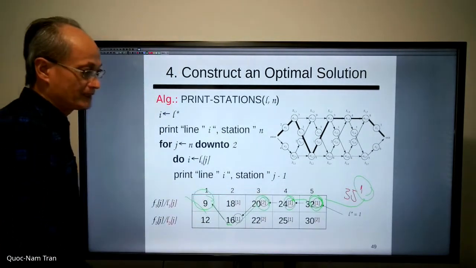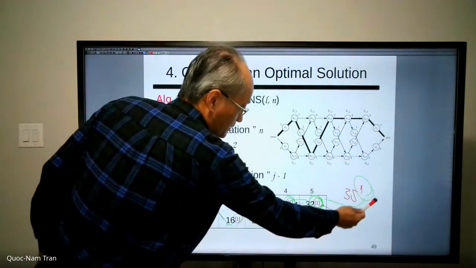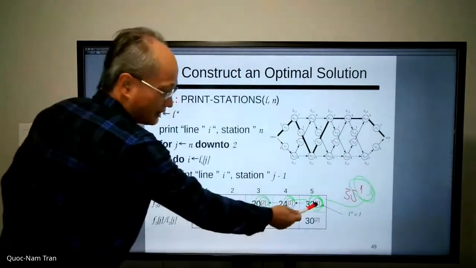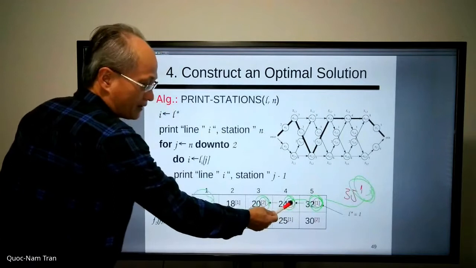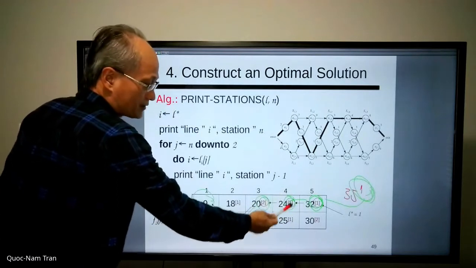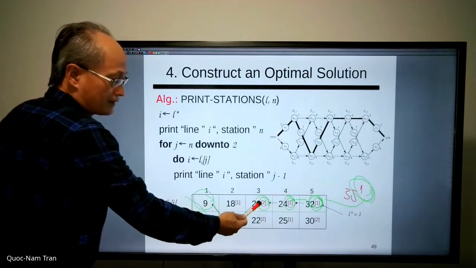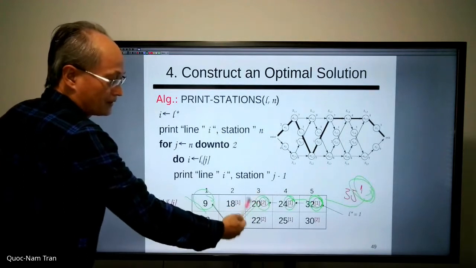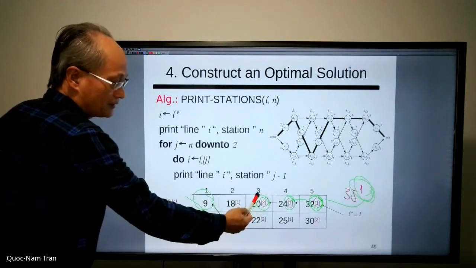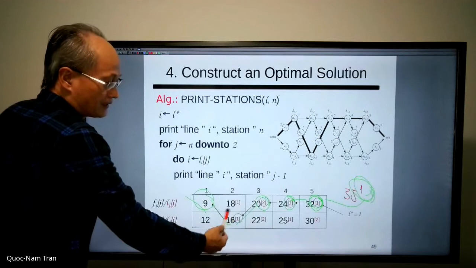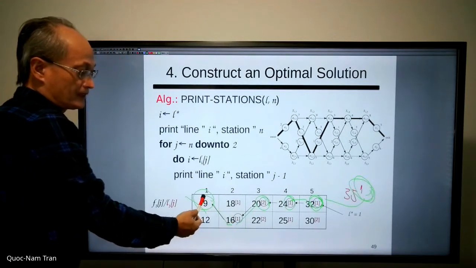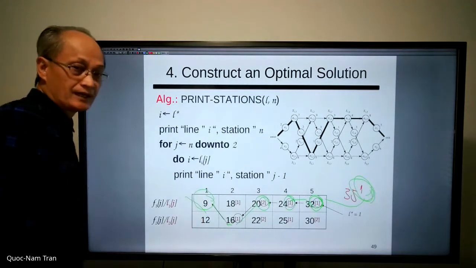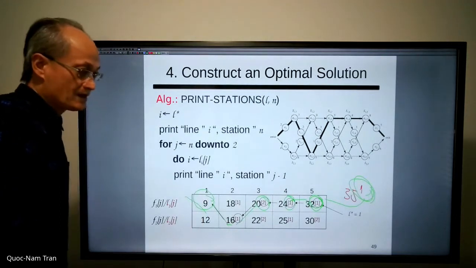Tracing back meaning that we just start from here, bring out line 1 of station 5, right? Line 1, station 4, right? Okay, so from here, line 1, station 3, and then line 2, station 2, right? And then line 1, station 1. So that is what we need.